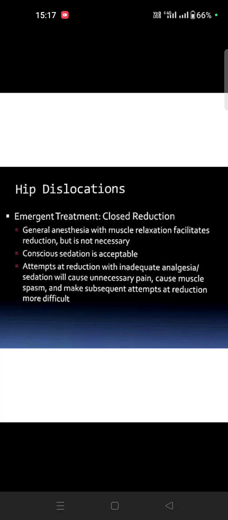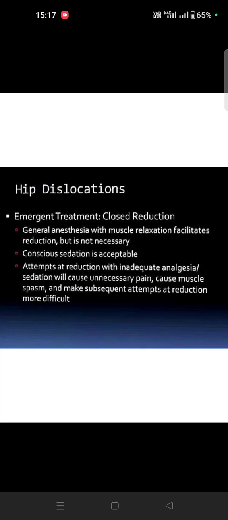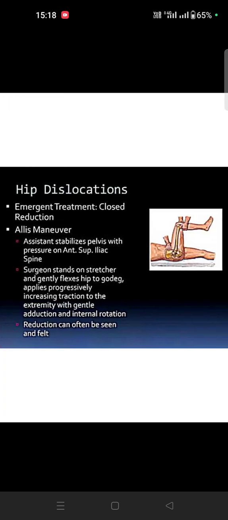Okay. Then what is closed reduction? That is for emergency treatment. General anesthesia we can give, with muscle relaxation and facilitation of reduction, but it is not necessary. Conscious sedation is acceptable. Attempting reduction with inadequate analgesia causes unnecessary pain. Then hip, then Allis maneuver. Allis maneuver means the image you can see.